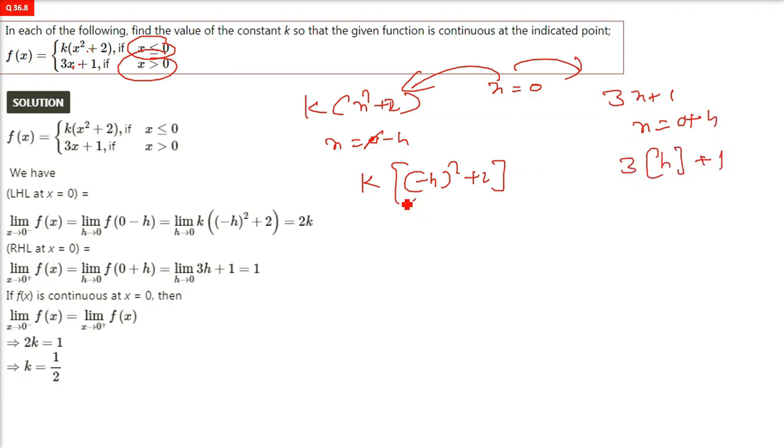So you can apply the limit here, it's not going to affect anything. When we apply the limit h tends to 0, both ways I am applying the limit. So this is going to be both ways. This is 0, so twice k it is. Here 0, so you get 1. 2k is 1, k is 1 by 2. This is your final answer.